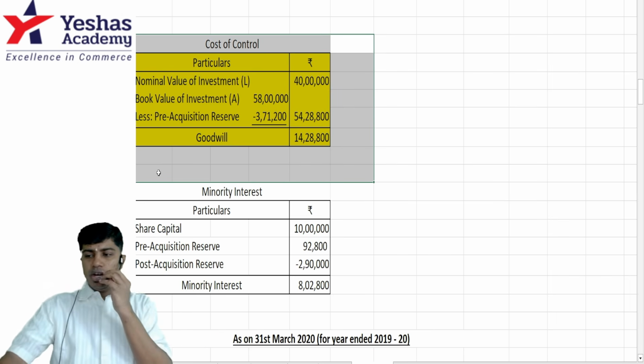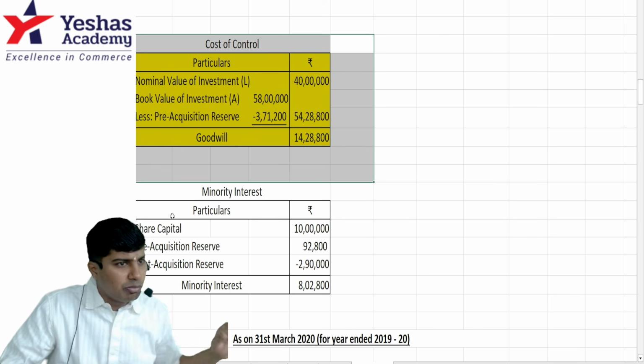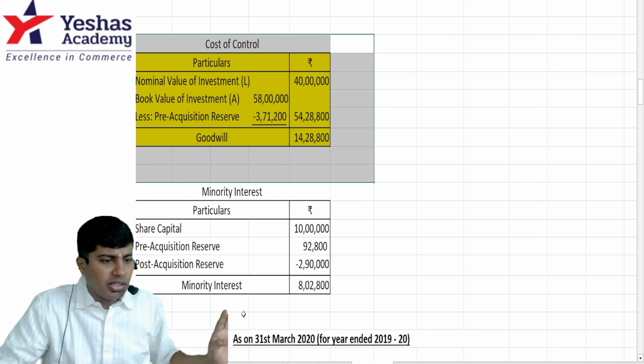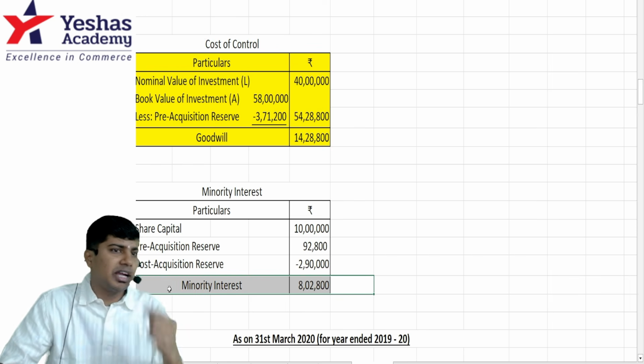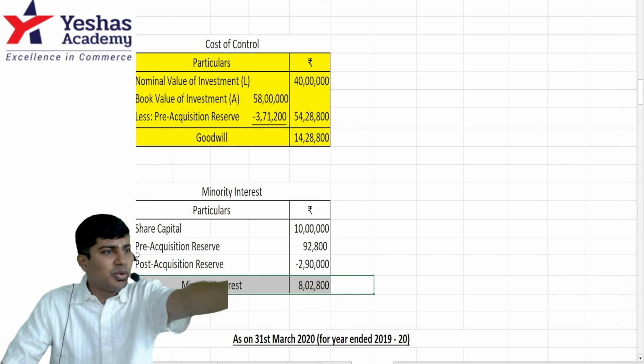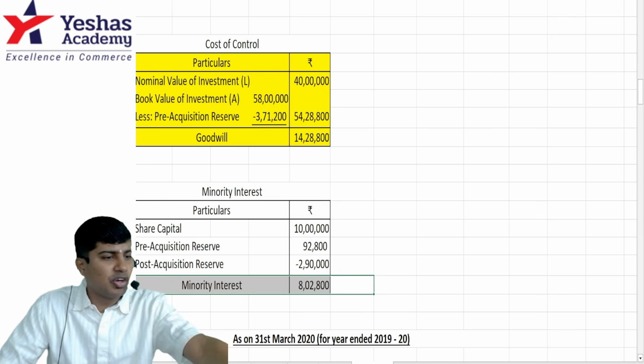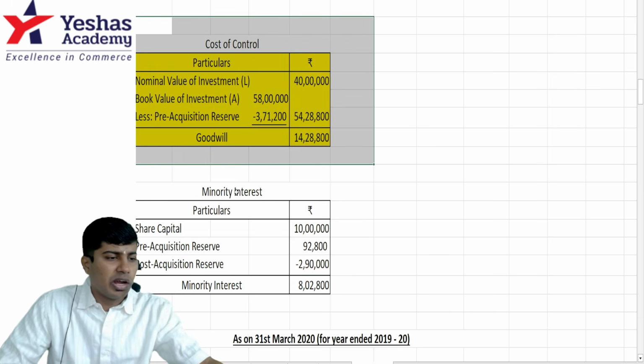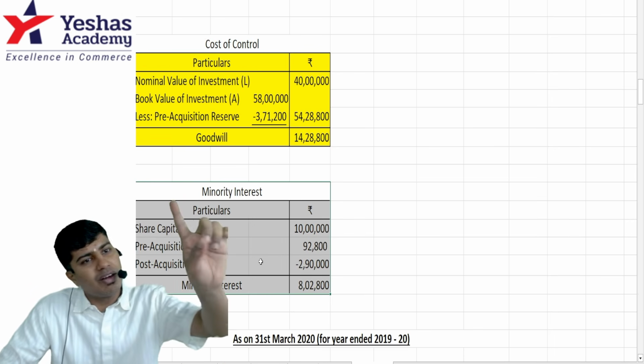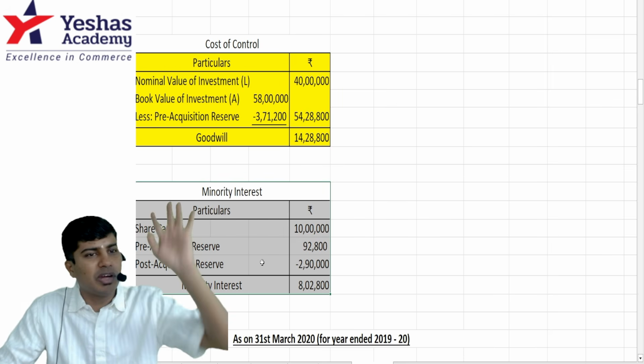Very good. What I want you to focus on right now is, come to next year. This year done. Only thing new is 8,02,800 minority interest. For this, again, you get fresh 1 mark. 7 marks for doing this cost of control. 1 mark for doing this minority interest for year 1. Can we go to the next 1 mark?